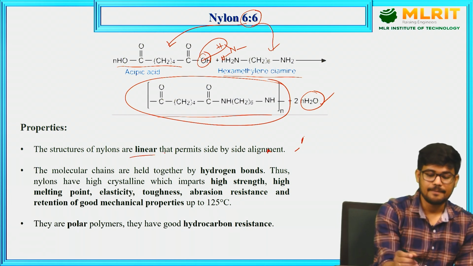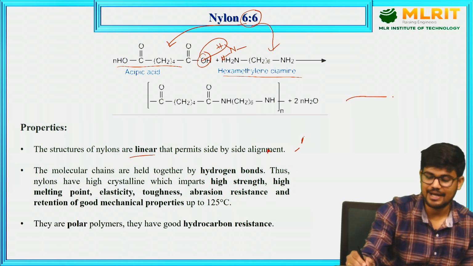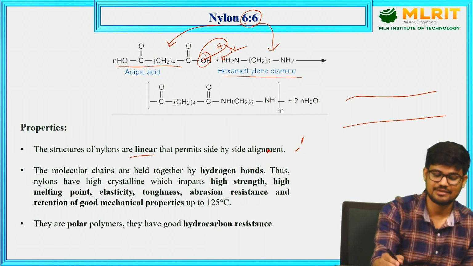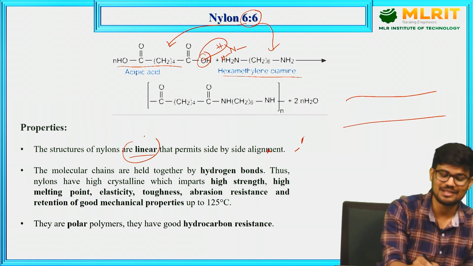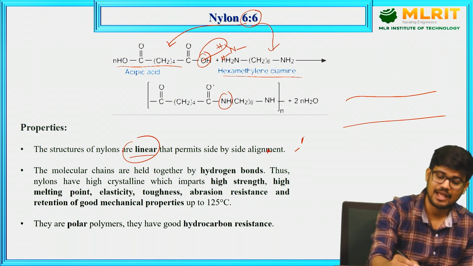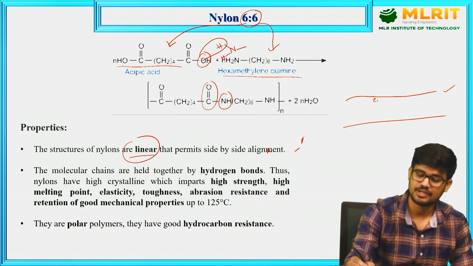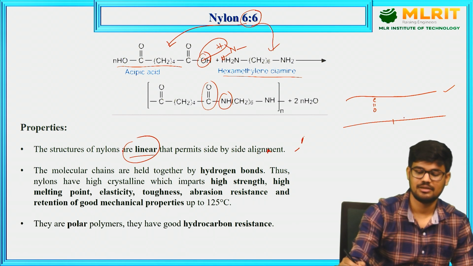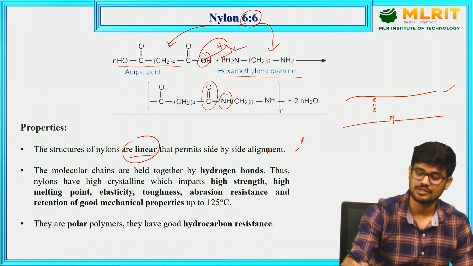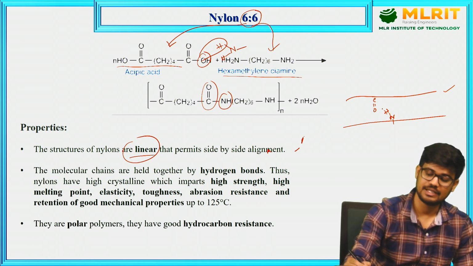So you can see, if you just look at this structure, it is a chain structure. There is no branching, so this is a linear structure. Now if you consider this NH and this CO, for example, this is one nylon 6,6 chain. So here C double bond O, just consider the chain, and this is another nylon 6,6 chain. So here consider NH. So now this CO oxygen and this NH hydrogen, they can form a hydrogen bond, right?